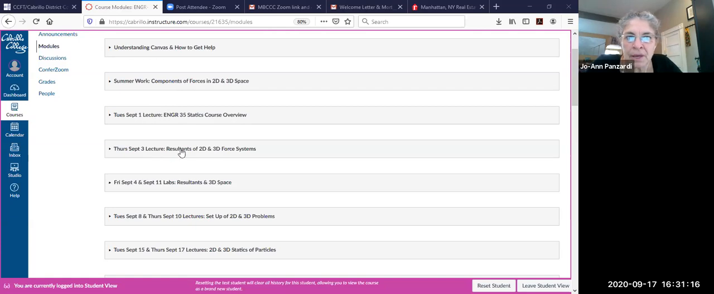The next topic after components was resultants, and we did resultants by summing up, doing it all vectorially. The third topic was setting up 2D and 3D statics problems. And now the fourth topic is actually doing the statics of particles problems.